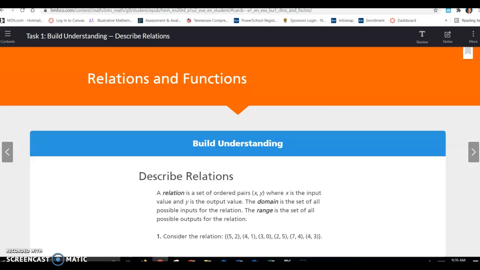So that is how you would take a mapping diagram and use it to find your domain and range. All right, we are going to look at task 2. If you want to pause the video, we're still in lesson 4.1, but we're going to move on to task 2.